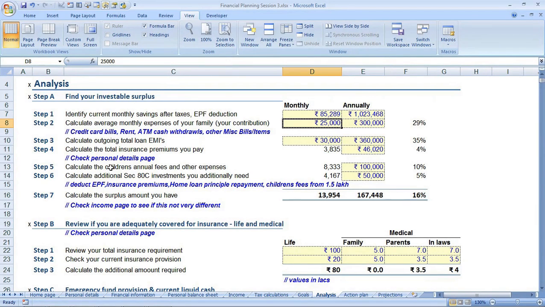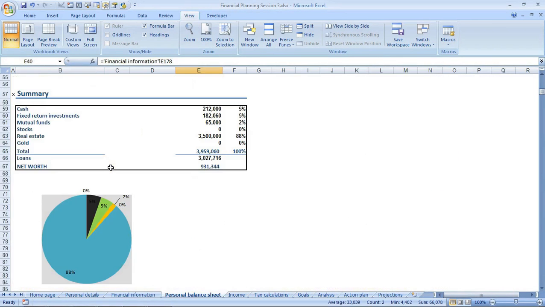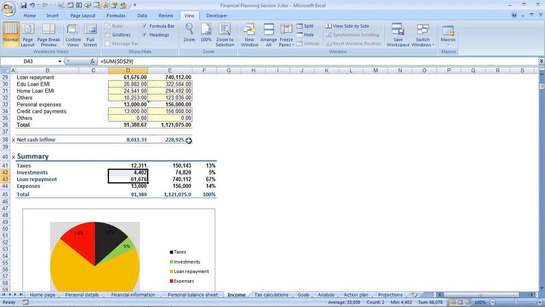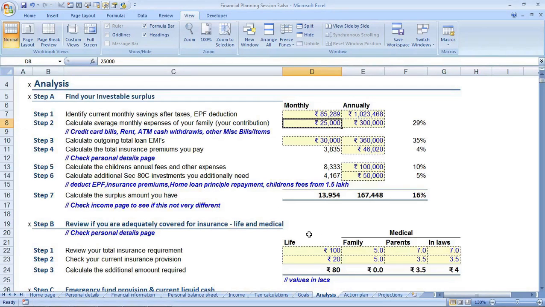So, average monthly expenses of your family. Let's say this guy is a single person living in Bangalore. Collectively, we can put around 25k should be good enough. In fact, if we look at his income details, expenses come around 22k.